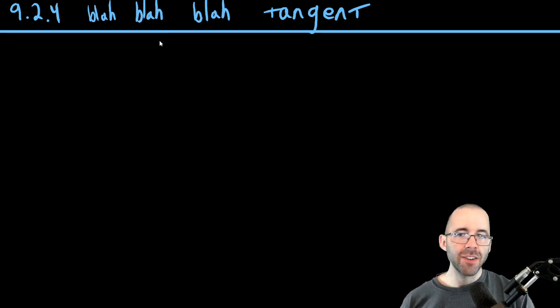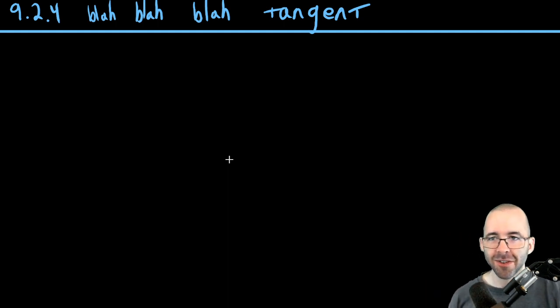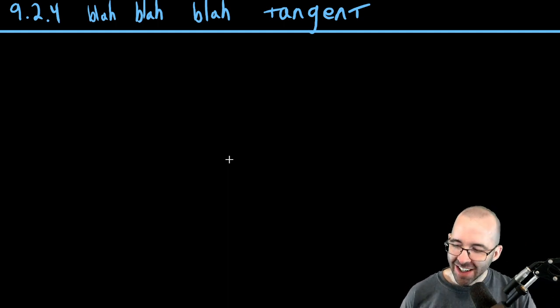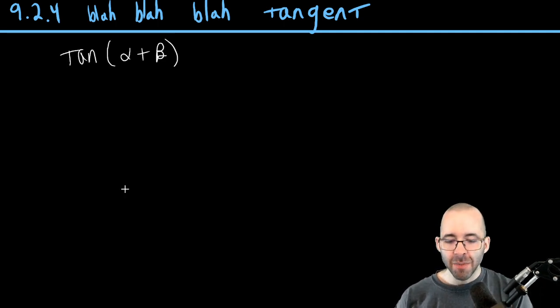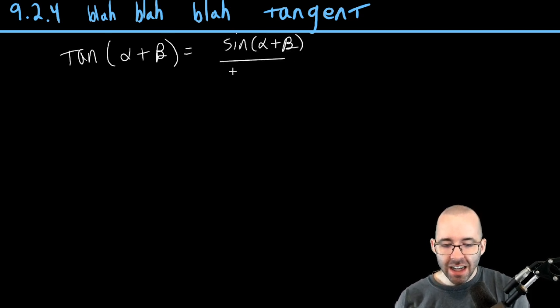All right, so this next video, it's the same title as the last two videos. Just replace the trig words with tangent. So we already know this formula because tangent is just sine over cosine. And we already have the identities for sine and cosine.